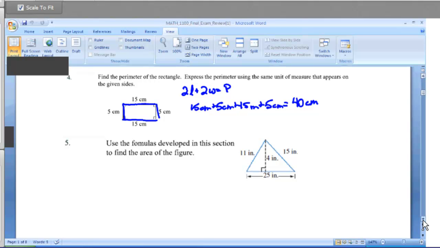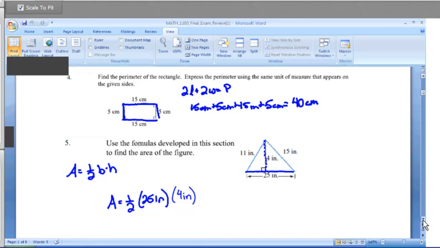For number 5, to find the area of the triangle, we've got to remember that for a triangle, area equals 1/2 base times height. So for this, we've got to figure out what the base and the height are. So the base is down here, it's the 25 inches. So 1/2 times the 25 inches. And the height is whenever you drop straight down and form a right angle to the base. So that's going to be 4 inches.